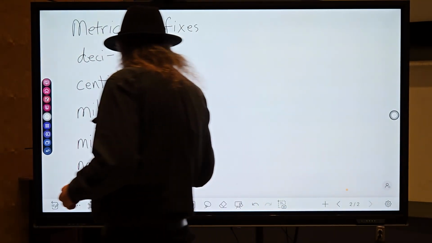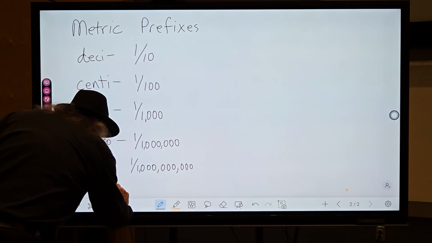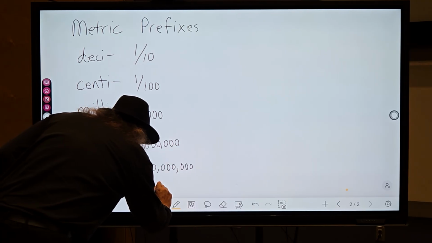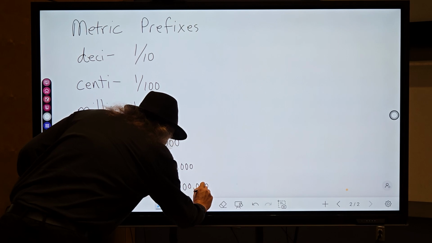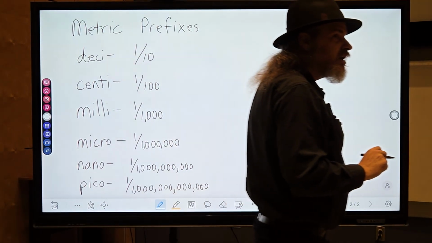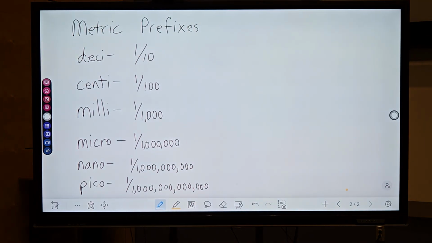And then finally, the only example I have of pico, which is 1/1,000,000,000th, is the picofarad for a small decoupling capacitor that is used in timing circuits. Those capacitors are typically measured in picofarads.